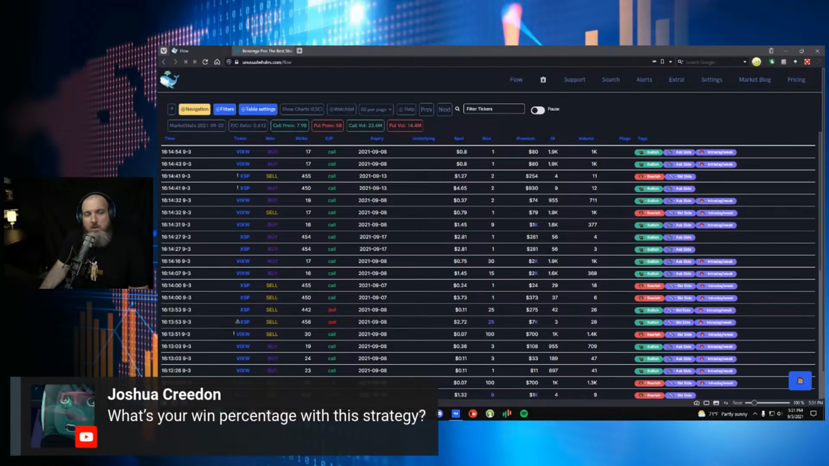Somebody said, what's my win percentage with this strategy? This new strategy is literally brand new as of 2 days ago. My overall win percentage for the year is like 60%. Evidently I'm doing something right, because this is what I do. I have a journal where I keep track of all my trades. I don't have August yet, so up until July I was at just about 60%.